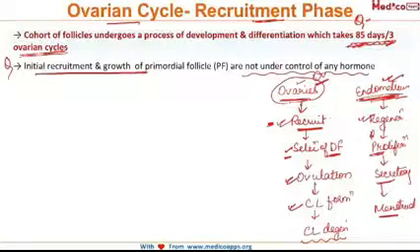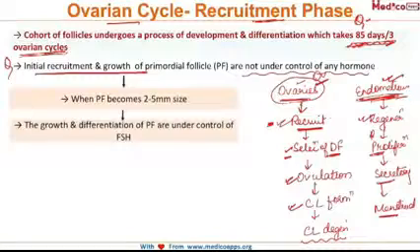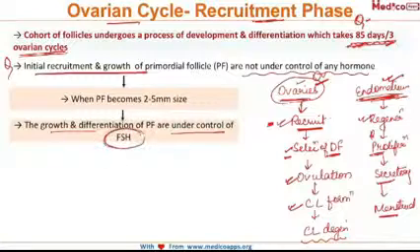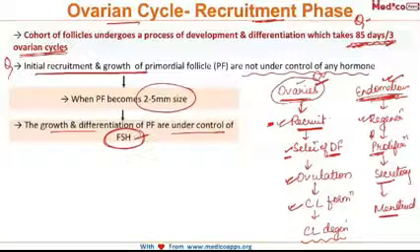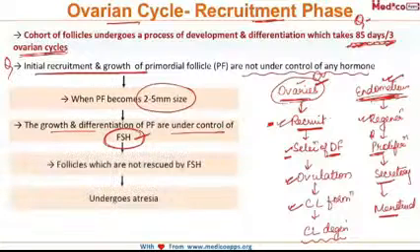When these primordial follicles become around 2 to 5 millimeter in size, then the growth and differentiation are under the control of the hormone FSH, that is the follicle stimulating hormone. Now we have discussed that this follicle stimulating hormone prevents the atresia of the follicles. So the follicles which are not rescued by the FSH undergo atresia.